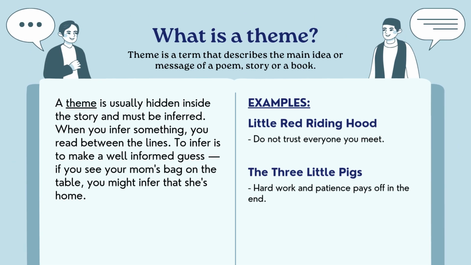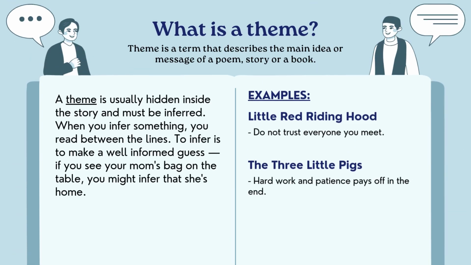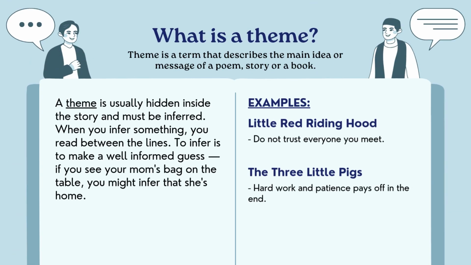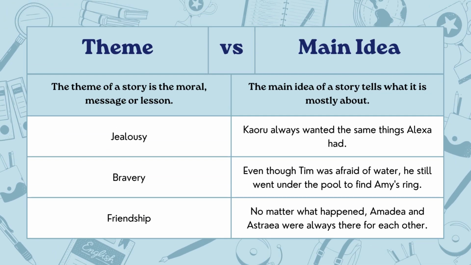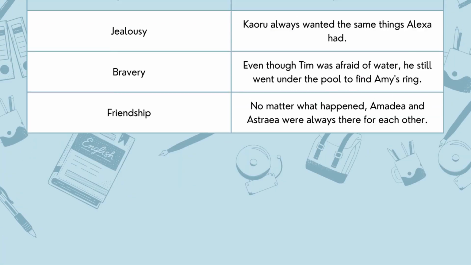Examples: Little Red Riding Hood. Do not trust everyone you meet. The Three Little Pigs. Hard work and patience pays off in the end. Theme versus main idea. The theme of a story is the moral, message or lesson. The main idea of a story tells what it is mostly about.